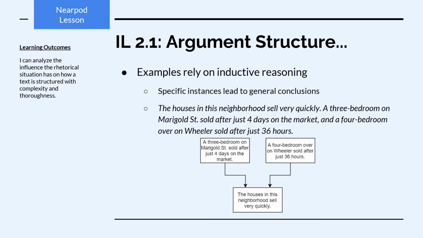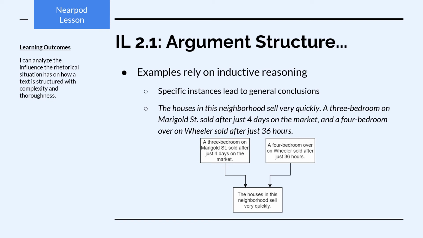Examples, on the other hand, rely on inductive reasoning, where you have specific instances that lead us to general conclusions about the larger group that you're trying to represent with those specific instances. For example, this is another simple argument. The houses in this neighborhood sell very quickly. A 3-bedroom on Marigold Street sold after just 4 days on the market, and a 4-bedroom over on Wheeler sold after just 36 hours. There, the claim is supported by a couple of different specific examples, specific instances of houses that did sell relatively quickly after being put on the market.